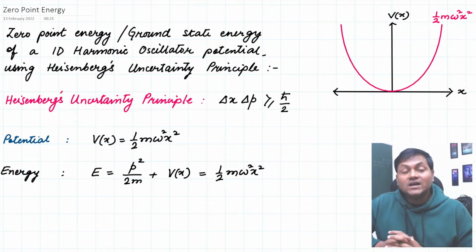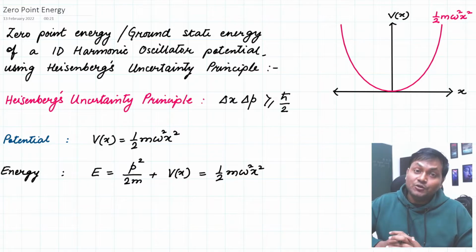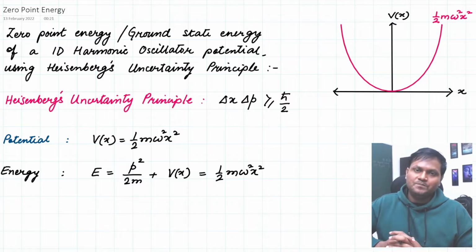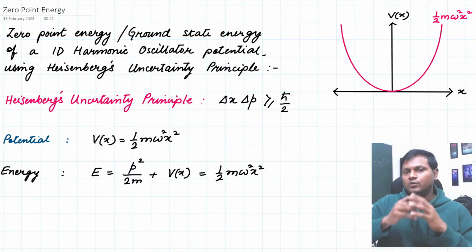One of my students asked me a question the other day: Sir, why does zero point energy exist? As in, why can the energy of a particle in quantum mechanics never be zero, but instead it has a zero point energy. So we can answer that question using Heisenberg's uncertainty principle. But first of all, what is zero point energy?